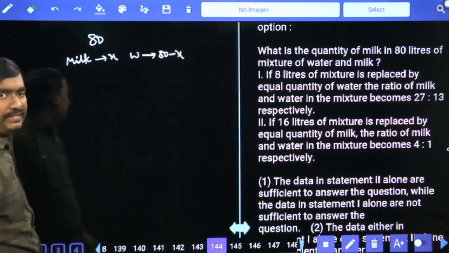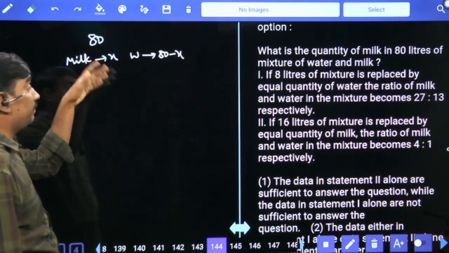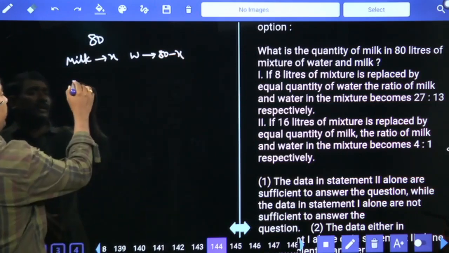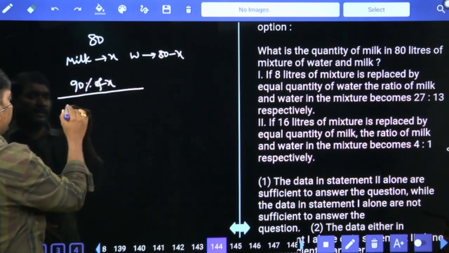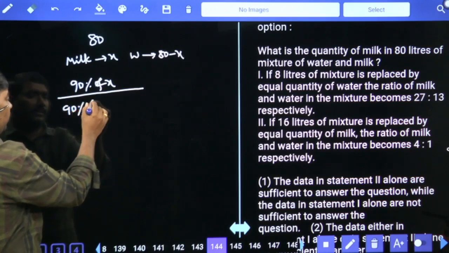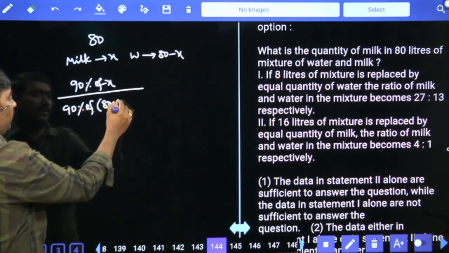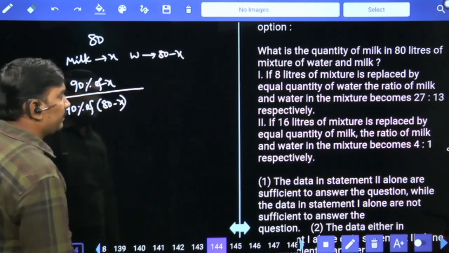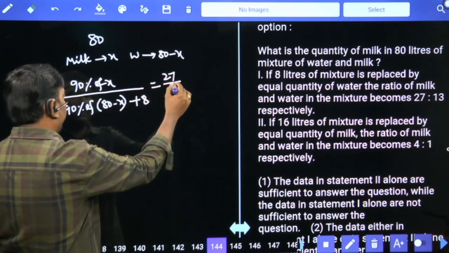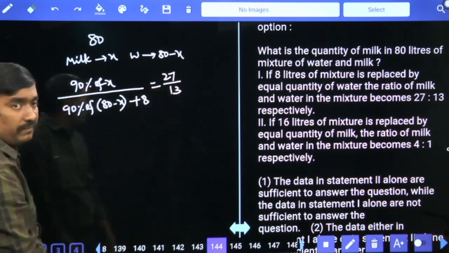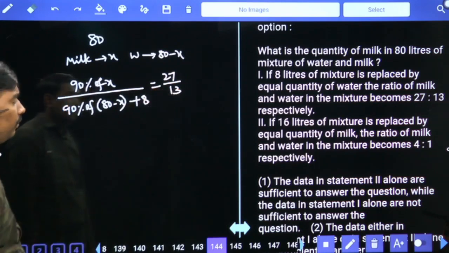8 liters of the mixture is replaced. 8 liters means 10% is drawn. So the remaining 90% of the milk is there and 90% of the water also there. Why? Because 10% is drawn and replaced with 8 liters of water. Then the ratio became 27:13. From this you can find the X value. 1 alone we can say the answer.